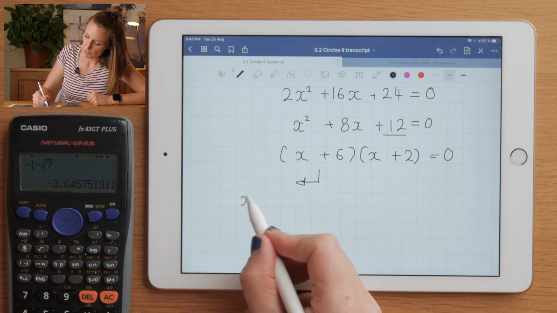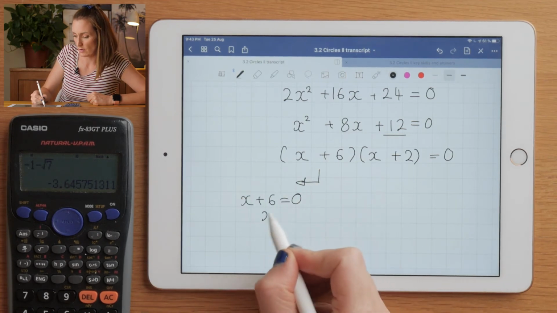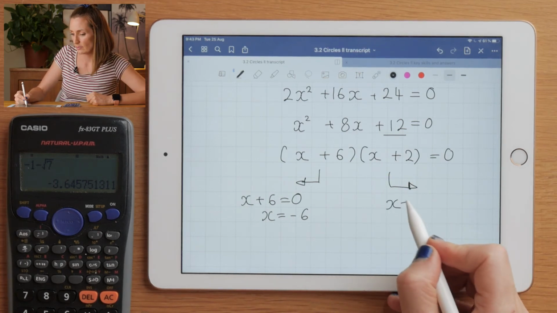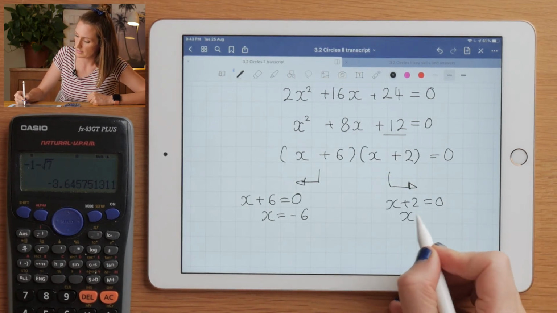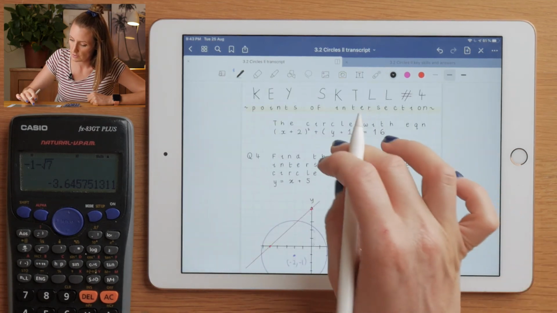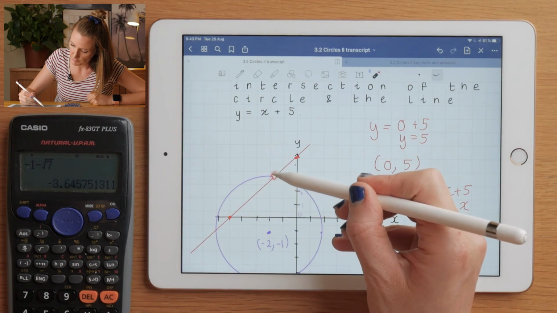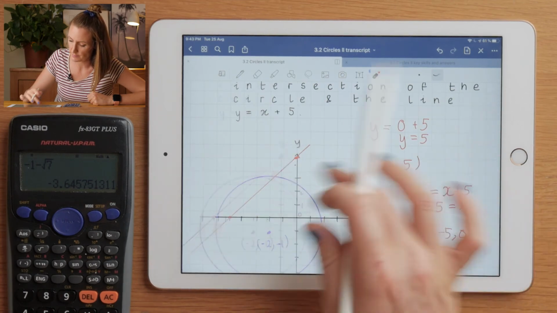So my two solutions would be x plus 6 equals 0, x equals minus 6, and x plus 2 equals 0, so x is minus 2, which, looking at my diagram, makes sense, right? This would be the minus 2, this would be the minus 6.